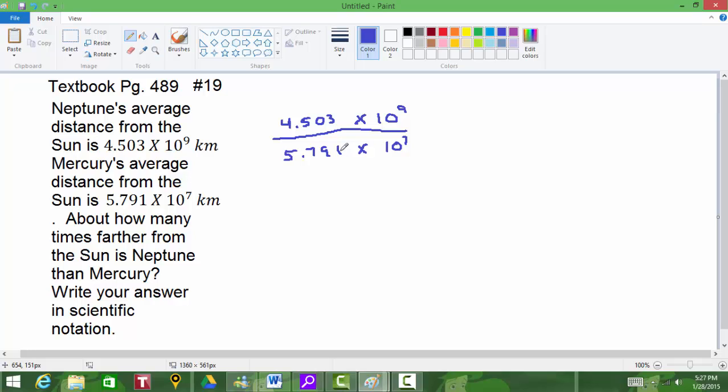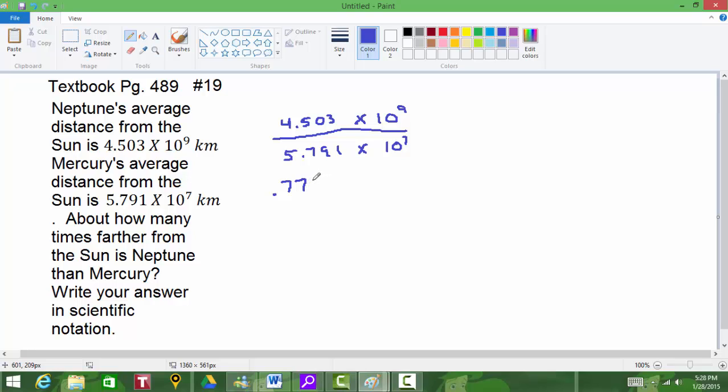Okay, and what I'm going to do next is take the two numbers, 4.503, and I'm going to divide that by 5.791. Okay, if we go ahead and divide that, I'm going to write that underneath. This would probably be okay to use a calculator, because the numbers I'm seeing right here go across my calculator screen.